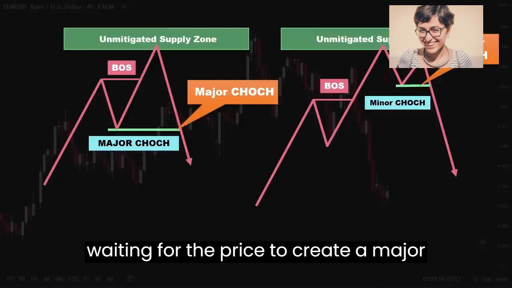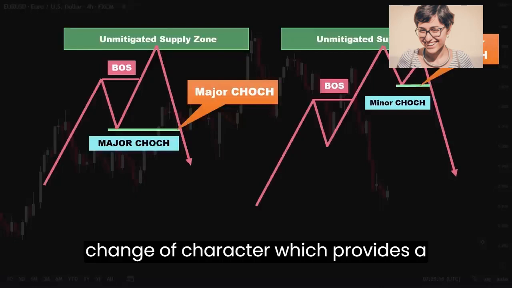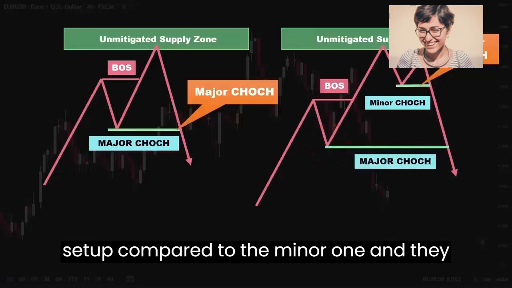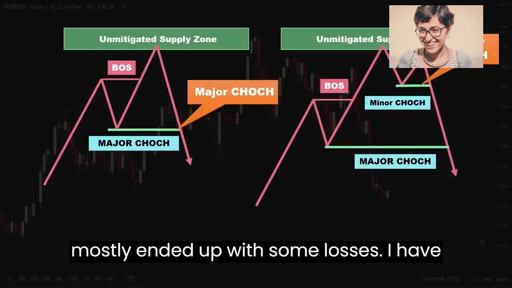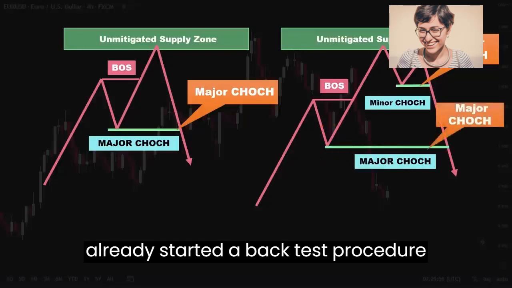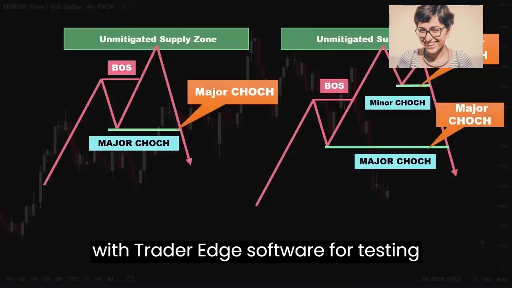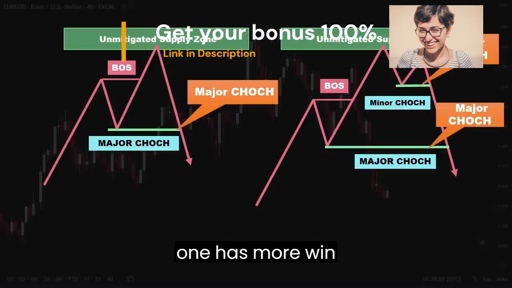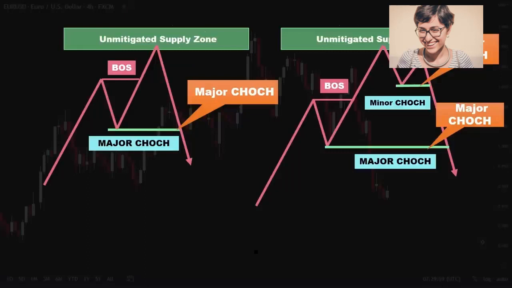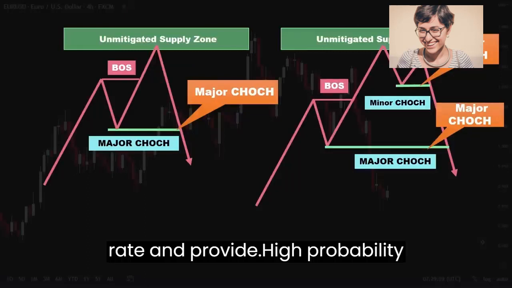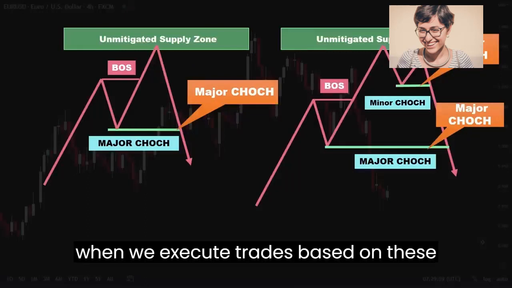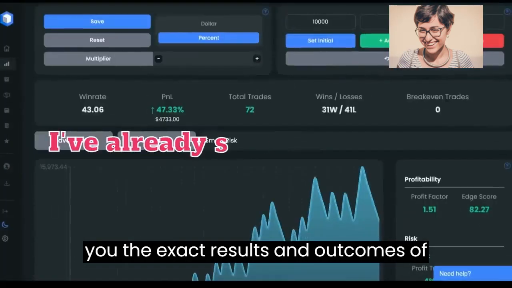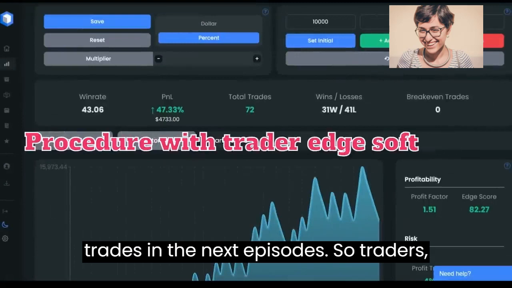Instead of waiting for the price to create a major change of character, which provides a higher probability in the SMC trading setup compared to the minor one, and they mostly ended up with some losses, I have already started a backtest procedure with Trader Edge software for testing the major and minor change of characters in 100 possible trades for each in euro-dollar pair to see which one has more win rate and provides high probability when we execute trades based on these patterns. I'm going to share with you the exact results and outcomes of trades in the next episodes, so traders, stay tuned for that.